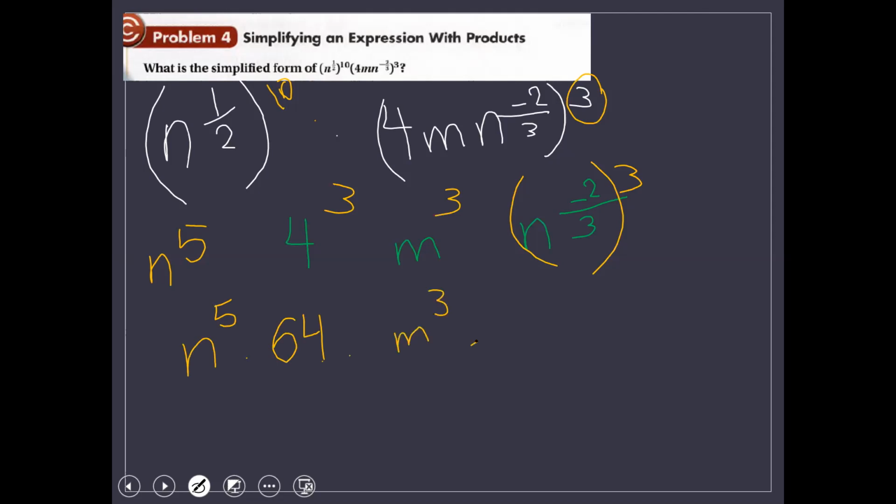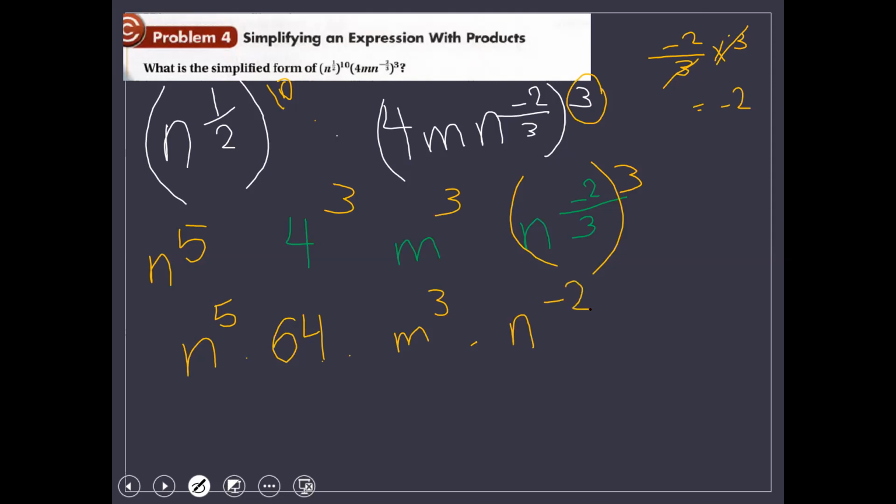Now this one here, negative 2 over 3, is raised to another power. So if you have a power raised to a power, you can multiply. So it will be negative 2 over 3 multiplied by 3, and the answer is negative 2. So it will be n raised to the power negative 2.